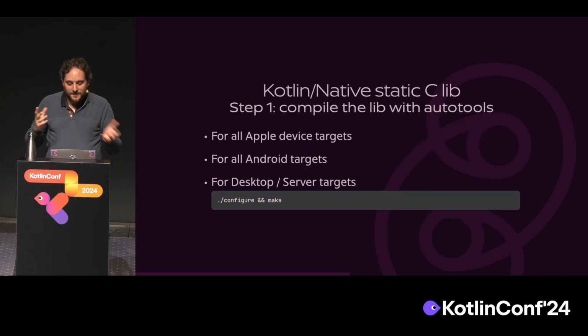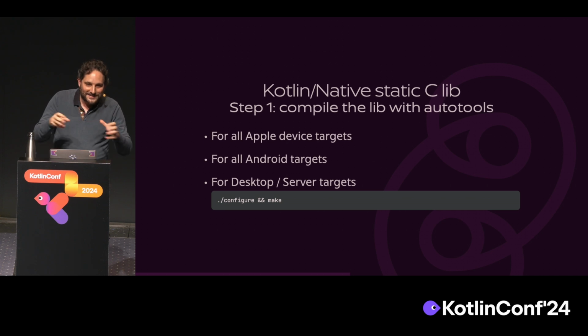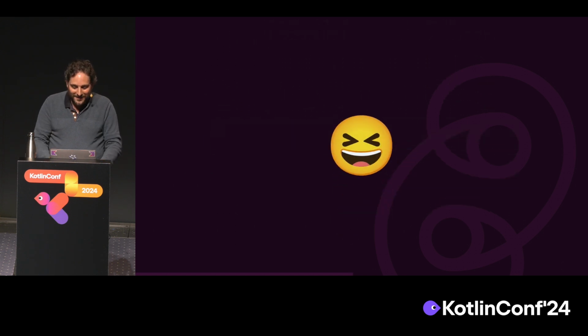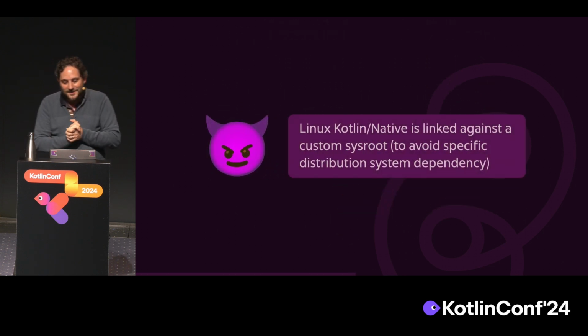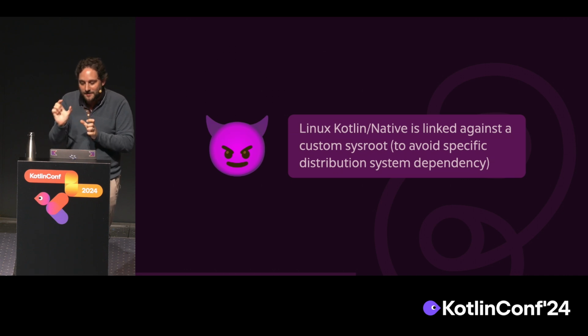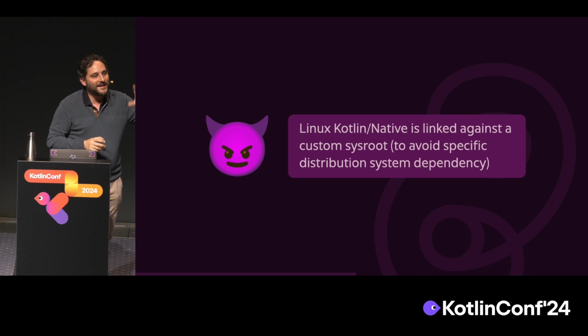And for desktop and server targets, at least it's simple, right? The library provides everything, because most libraries you can just configure and make and it will run for your machine, right? Right? Well, it turns out that Linux Kotlin Native is linked against a custom sysroot because every Linux is different, and you want Kotlin Native for Linux to run on each Linux.